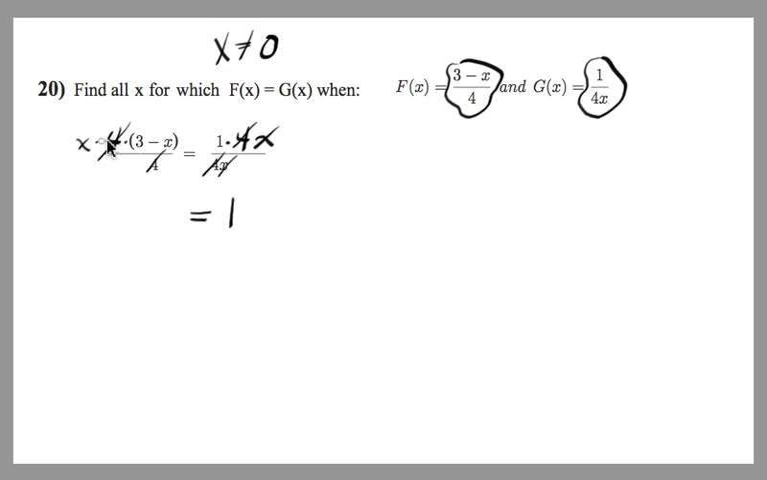On the left-hand side you can see why I parenthesized, because we have to do this distribution, and the parentheses remind you to do that distribution. So when I do that I get 3x minus x squared is equal to 1. And lo and behold, we've gone from a chapter 6 rational equation to a chapter 8 quadratic equation.